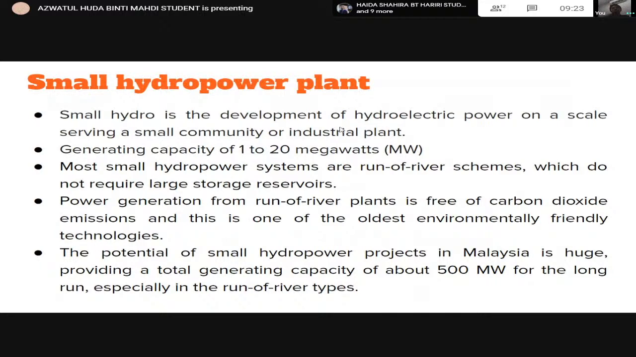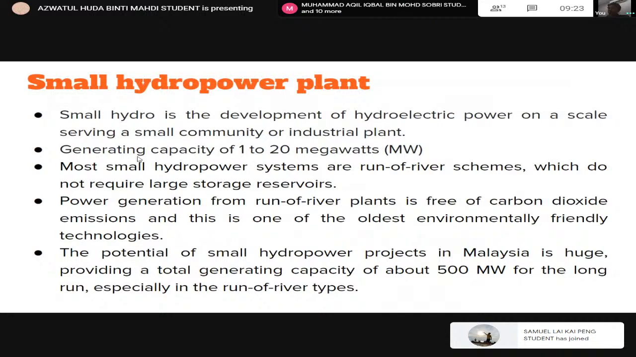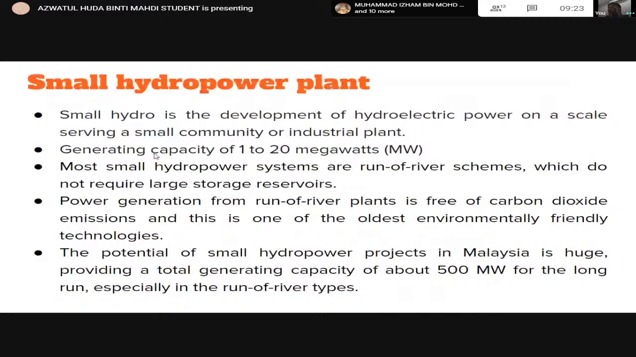Okay, so what is small hydropower? Small hydropower is the development of hydroelectric power on a scale serving a small community or industrial plant. It generates a capacity of 1 to 20 megawatts. Most small hydropower systems are run-of-river schemes, which do not require a large storage reservoir or dam.